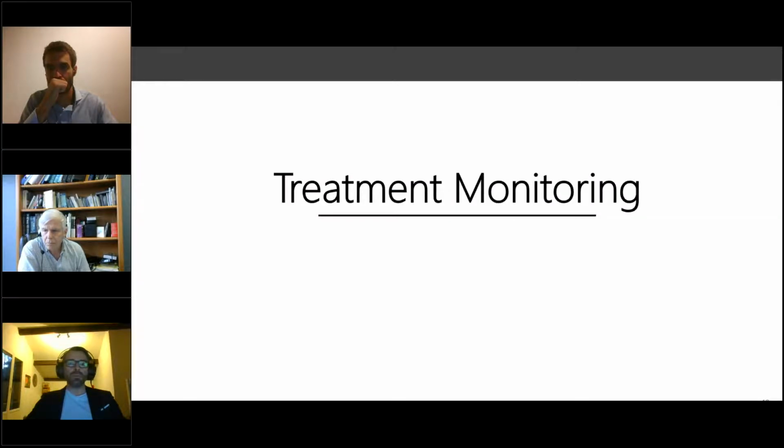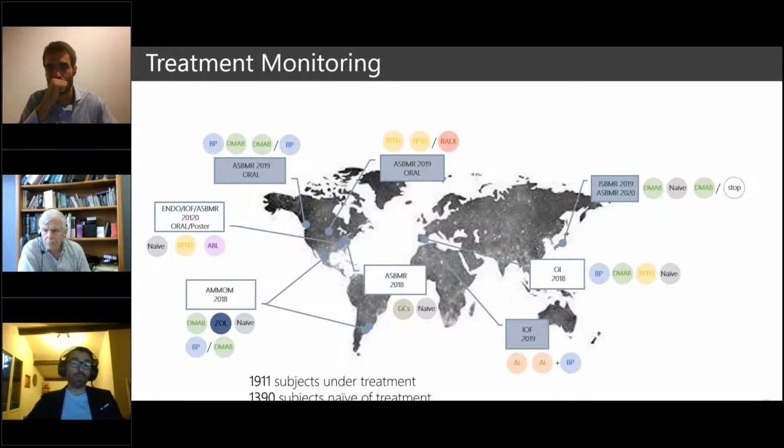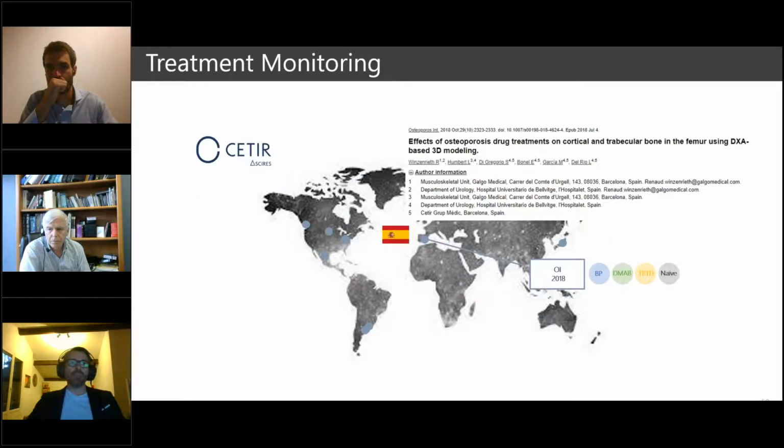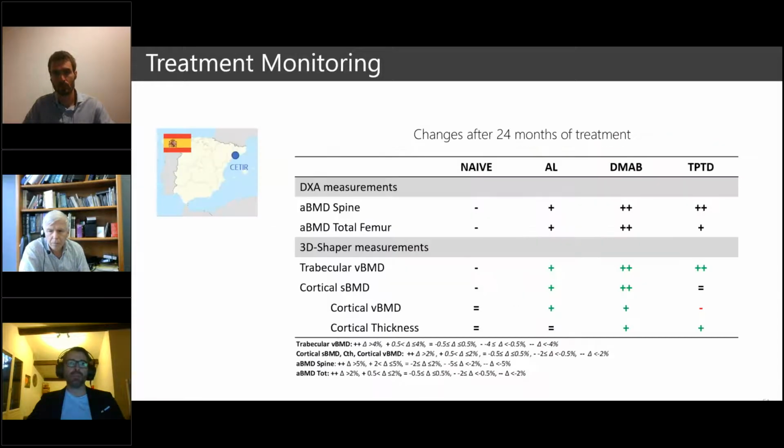Regarding treatment monitoring, we have also done 8 studies on different treatments, and I will present 2 of them. These studies cover a wide range of treatments that impact bone metabolism. The first study I want to show you compares the effect of bisphosphonates, denosumab, and teriparatide in postmenopausal women. This is a summary of the results obtained after 24 months of treatment.